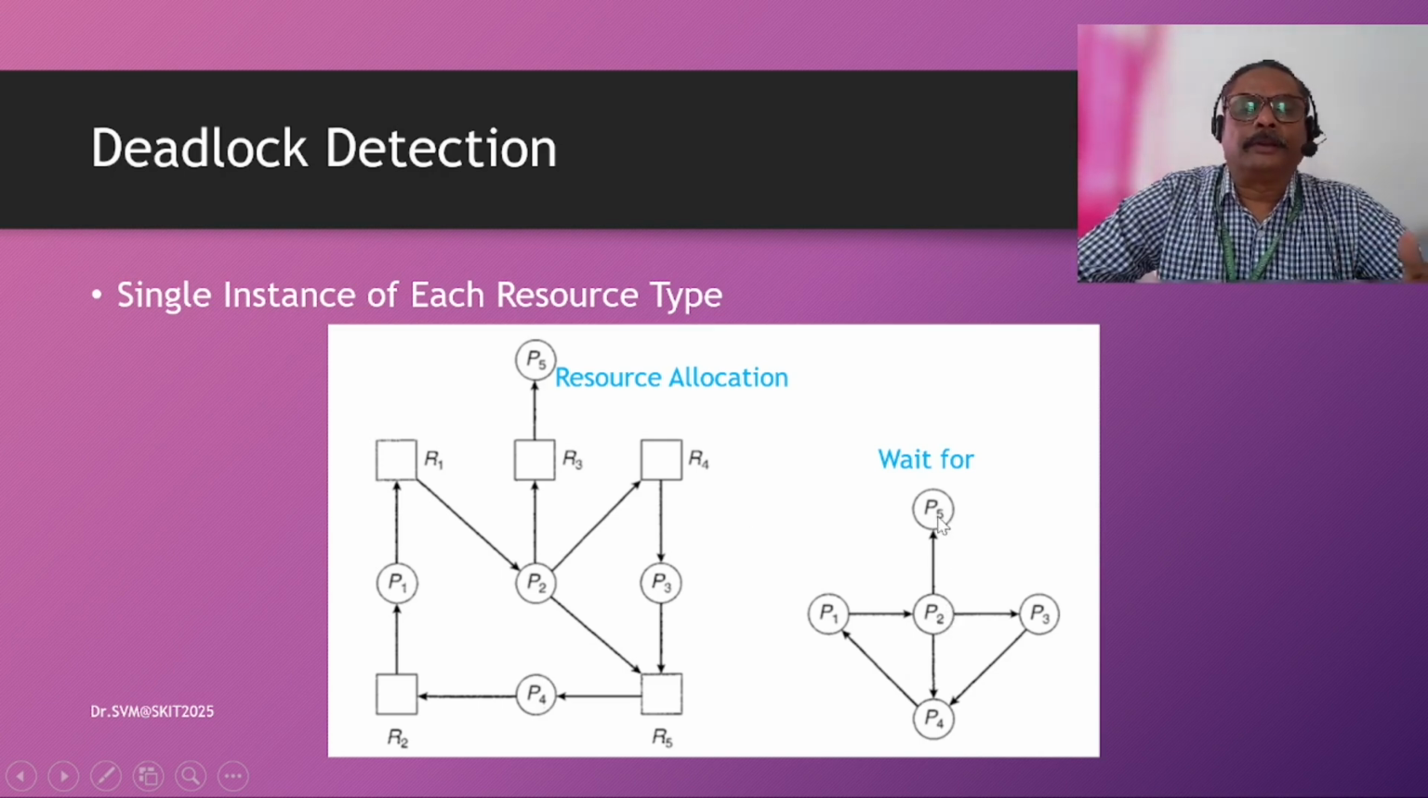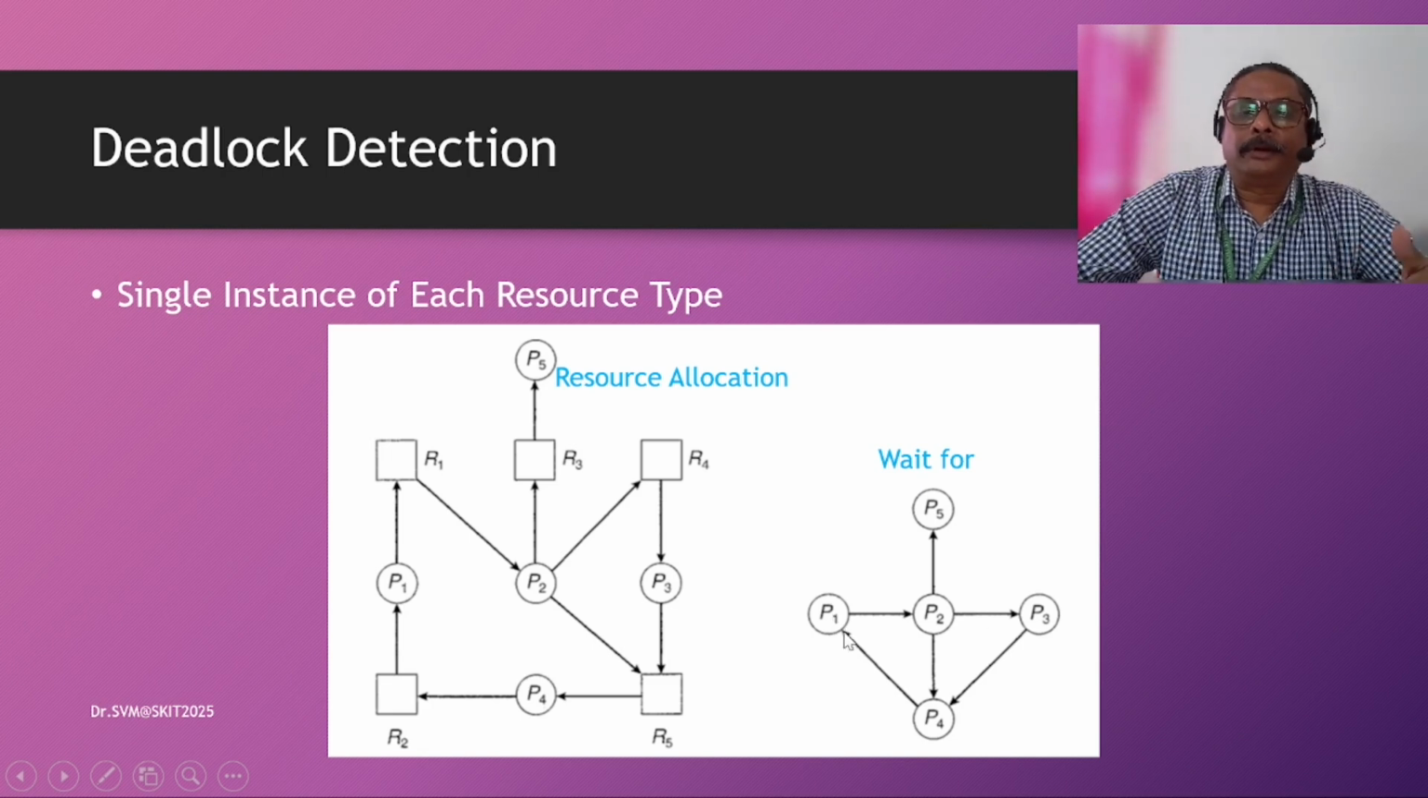If P2 completes, only then P5 can continue. P3 is waiting for P2, that means that P2 will first have to complete, only then P3 can continue. Here it says that P4 is waiting for P3, so unless P3 completes, P4 cannot take up. For P4 to take up, P1 should complete.